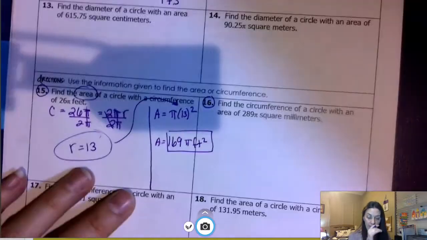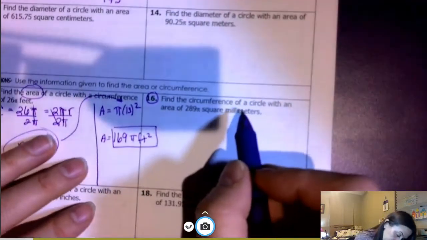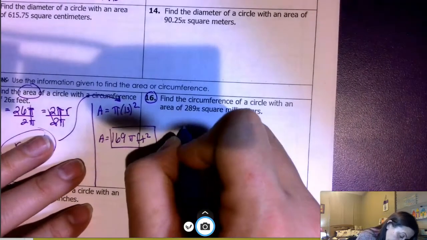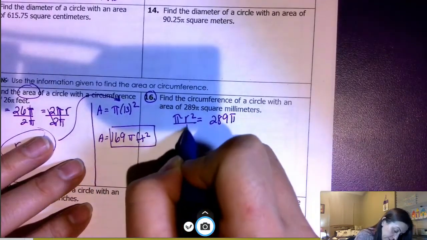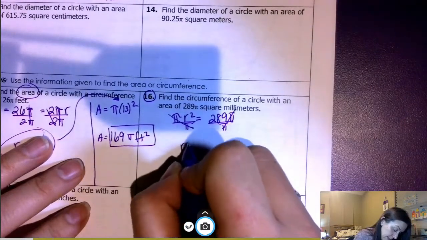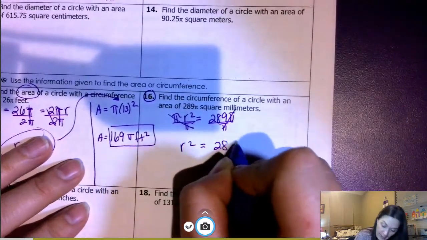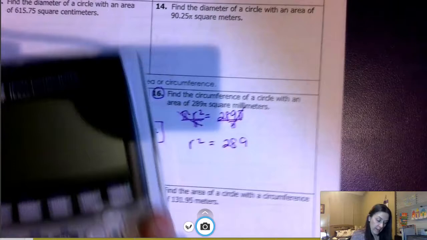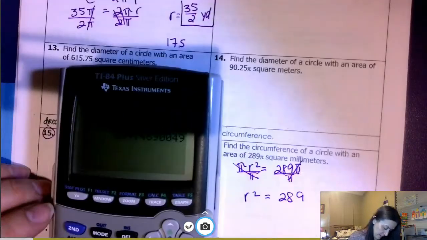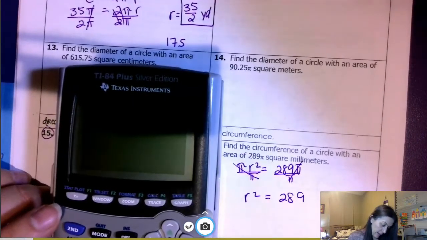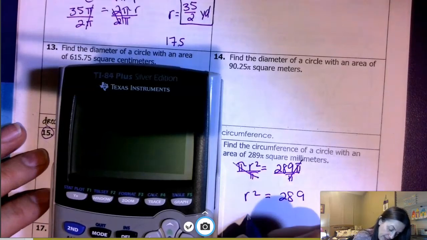Okay, go ahead and try that on number 16. This will be our last one. Circumference of a circle with an area, so pi r squared equals 289 pi. And divide both sides by pi. Then I'm going to take r squared equals 289. I'm going to plug that in my calculator. Can I square root that? Second, square root 289, and it is exactly 17.